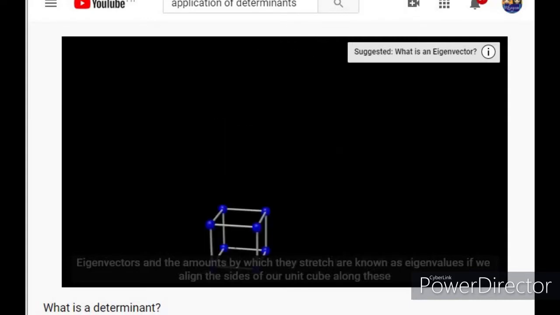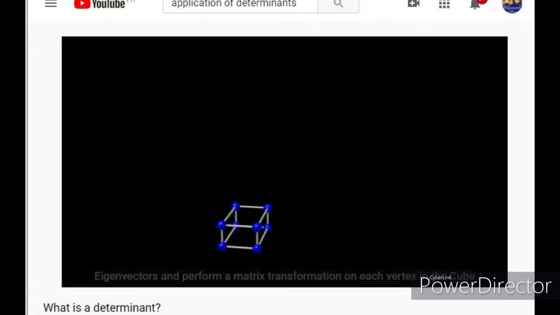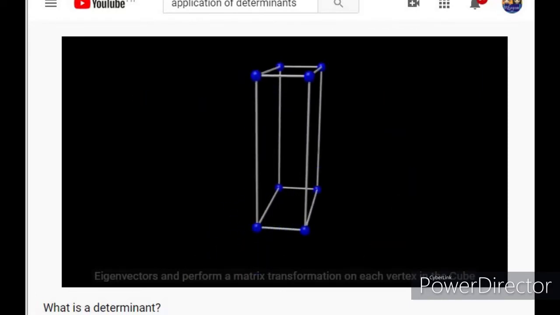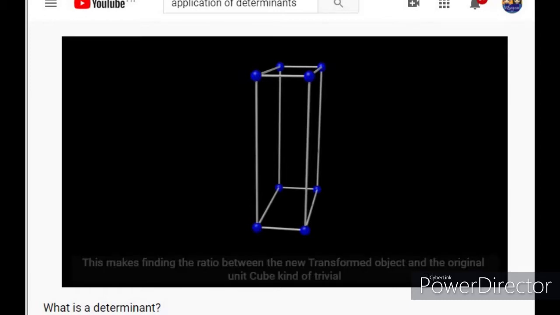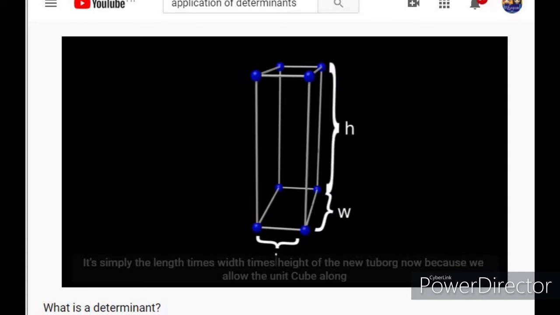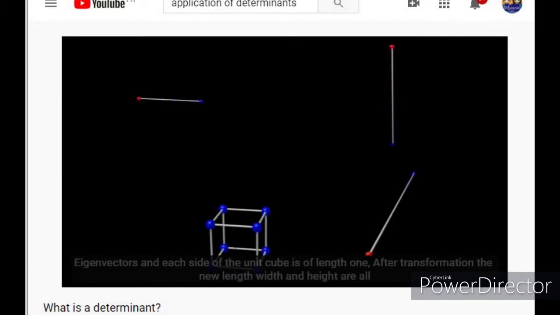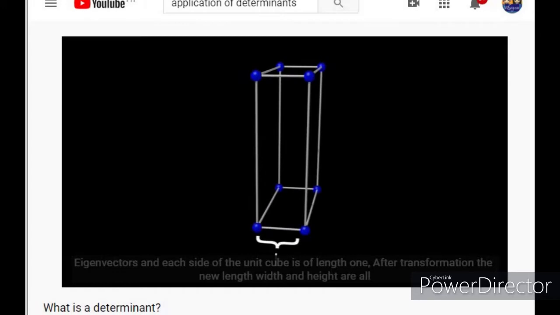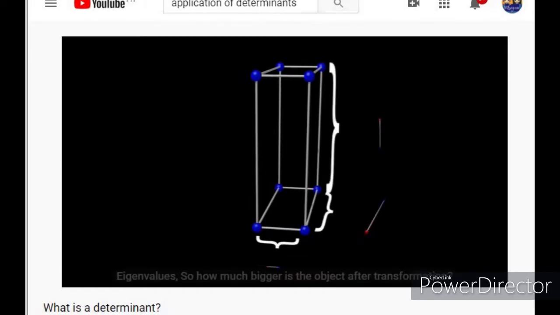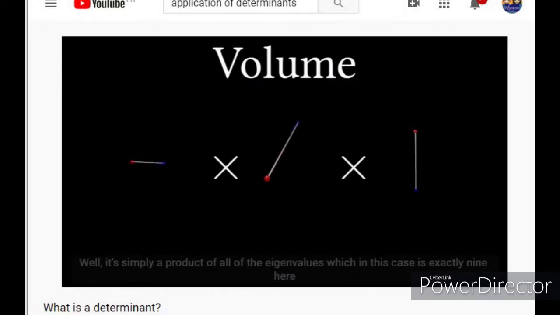If we align the sides of our unit cube along these eigenvectors and perform a matrix transformation on each vertex in the cube, we'll find a rectangular prism that has not been skewed at all. This makes finding the ratio between the new transformed object and the original unit cube kind of trivial. It's simply the length times width times height of the new cuboid. Now, because we align the unit cube along eigenvectors, and each side of the unit cube is of length 1, after transformation, the new length, width, and height are all eigenvalues. So how much bigger is the object after transformation? Well, it's simply a product of all of the eigenvalues, which, in this case, is exactly 9.